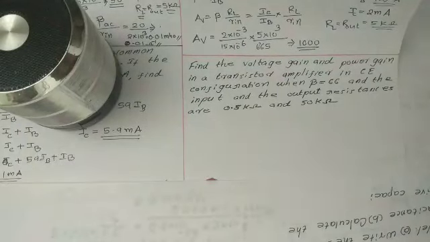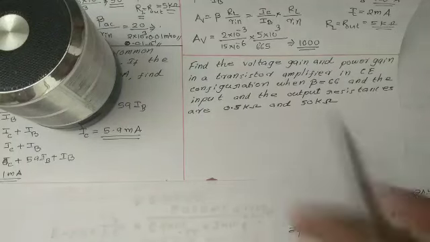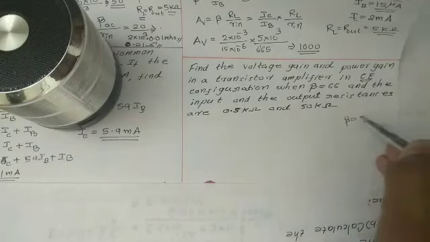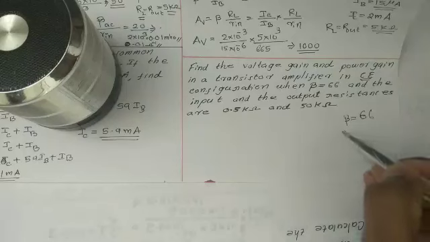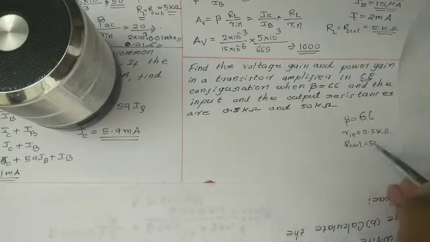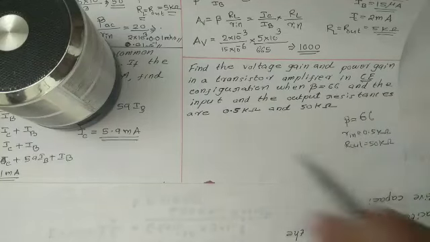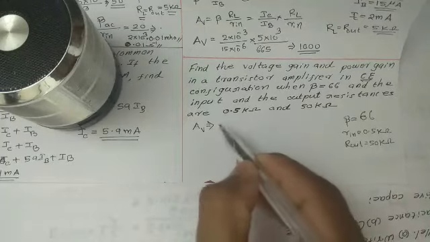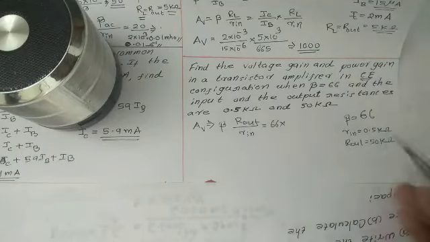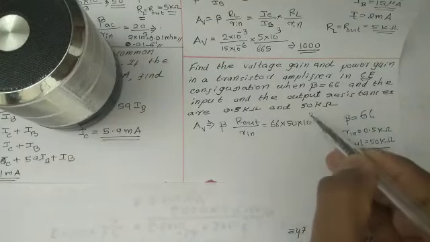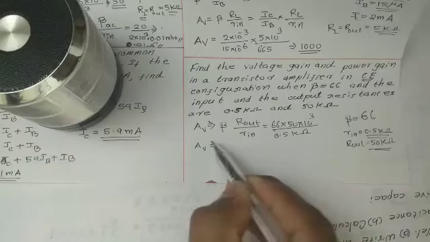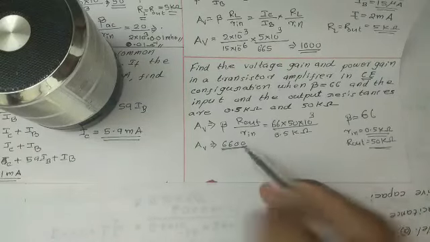Next question, find the voltage gain and power gain in a transistor amplifier in common emitter configuration when beta equal to 66 and the input and output resistances are R in equal to 0.5 kilo ohm and R out equal to 50 kilo ohm. Find the voltage gain. So voltage gain AV equal to beta into R out or load resistance divided by R in. That is 66 into R out 50 kilo ohm, 50 into 10 raised to 3 divided by R in 0.5 kilo ohm. Then we get AV equal to 6600.